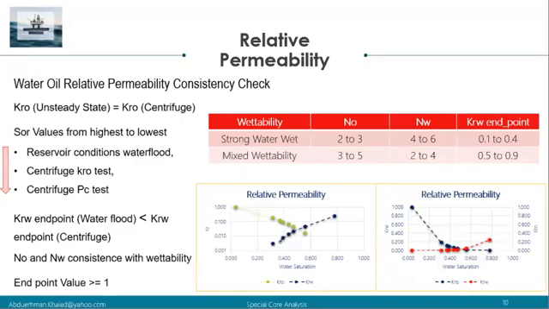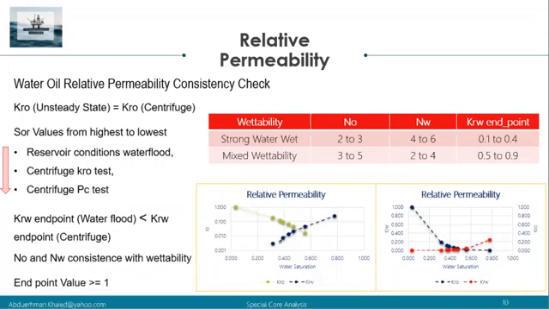Here we have the water-oil relative permeability consistency check. This can be applied to the curves to make sure that our data are valid for further use, like simulation modeling. The first thing we do to check the consistency is that there should be agreement between the oil relative permeability values from the unsteady state water flood method and the centrifuge oil relative permeability test. They should be close to each other. And if they don't agree, I would give more weighting to the water flood method, especially for the intermediate water saturations, as I've said before.